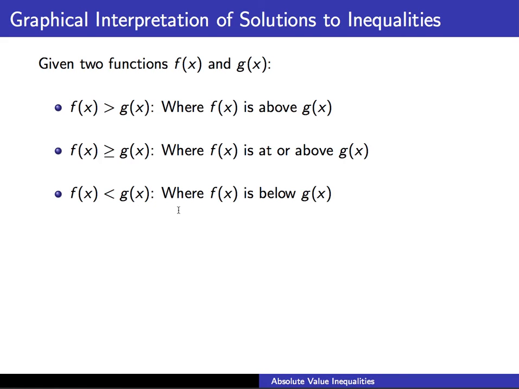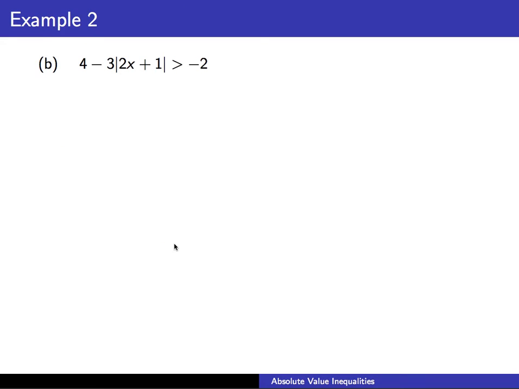For less than, it's where the graph of f of x is below the graph of g of x. So where is the graph on the left below the graph on the right. And then for less than or equal to, it's where the graph on the left is at or below the graph on the right.